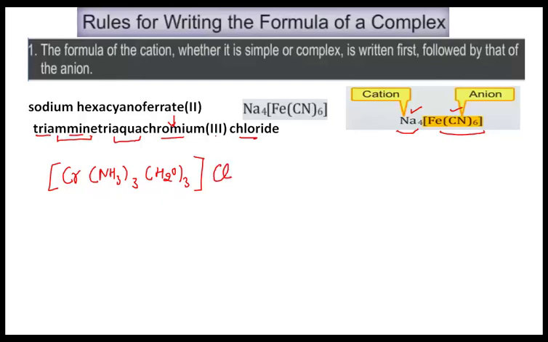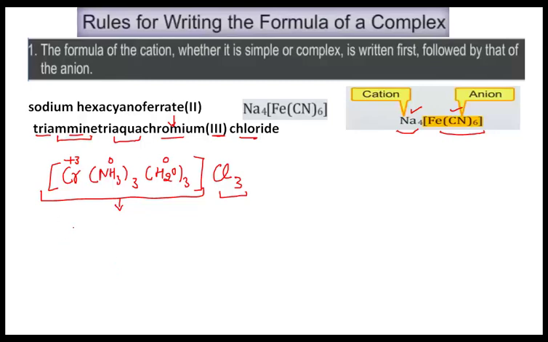Now how many chlorides? That can be calculated from the oxidation state. Chromium has +3 oxidation state. Water is neutral, it will have 0. Ammonia is neutral, so it will have 0. So in order to neutralize this +3, we will write Cl3, 3 counter ions. This complex is cationic, whereas this one is anion. So the cation has to be written first, followed by the anion. So this will be the formula for triamminetriaquachromium(III) chloride.